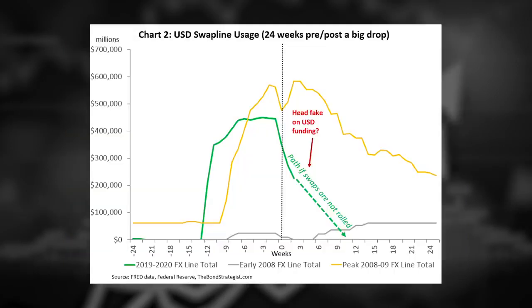Okay, great. Do you want to hop down to the next chart? Yeah. Okay, go down to chart number 2, and this is USD swap line usage, 24 weeks pre and post a big drop. Okay, so just for the podcast listeners, we've got a chart here on the left. It goes from 0 up to 700, 700 billion? Yes, if I'm getting that right.